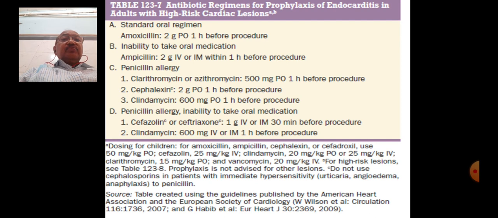Those who are unable to take oral and penicillin allergic, you can use cefazolin or ceftriaxone 1 gram IV or IM, and clindamycin 600 milligram IV or IM. So that's all about infective endocarditis. One should always keep in mind, especially patients who are predisposed to it and presenting with prolonged fever, because if it remains undiagnosed it can cause serious morbidity and mortality. Thanks for kind attention, and thank you.